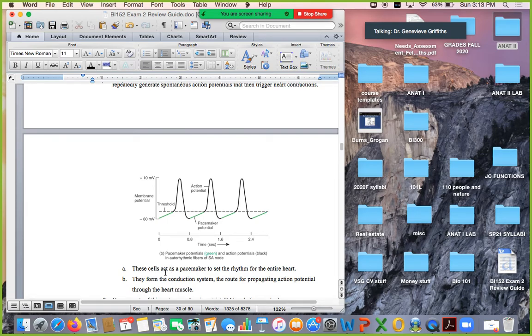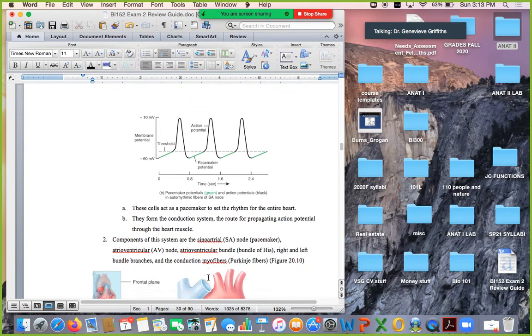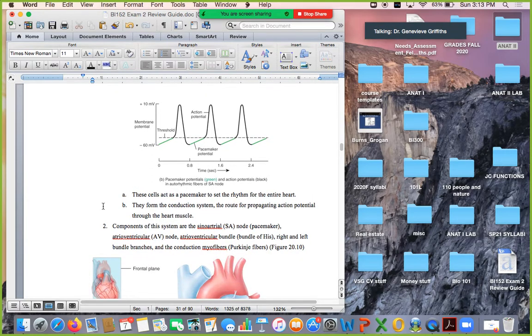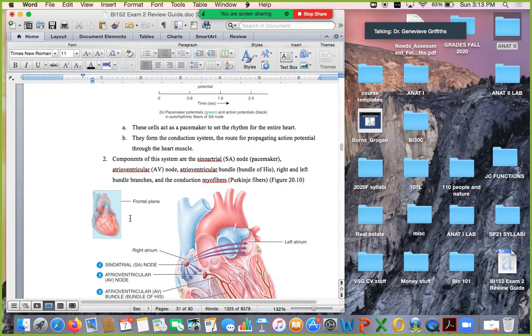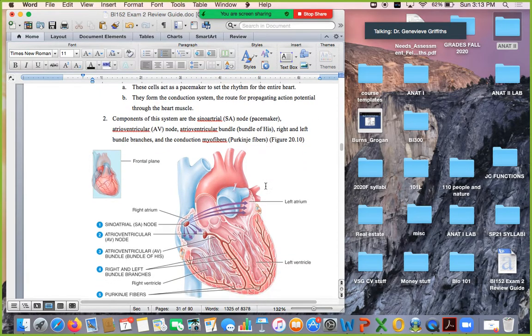And they're going to be the cells that act as the heart's pacemaker, forming a conduction system or a propagation route for the action potential as it travels through the heart muscle. And the major components are going to be the sinoatrial node, the atrioventricular node, the atrioventricular bundle, also known as the bundle of His, and myofibers, which are electrical conductive fibers called Purkinje fibers.